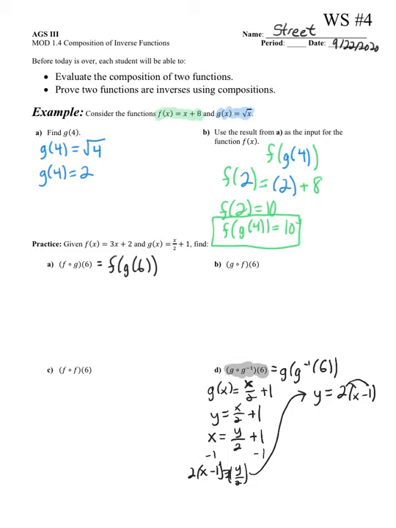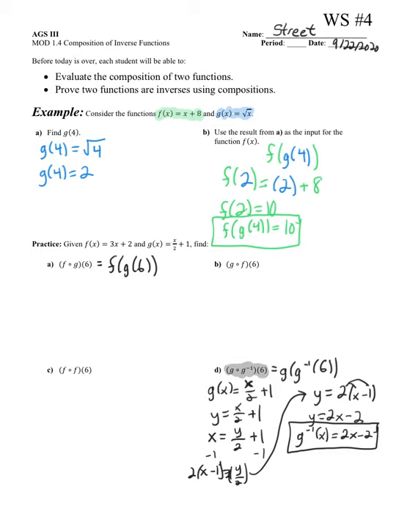And I can distribute that 2. I'm going to get y equals 2x minus 2, or I can rewrite it g inverse of x equals 2x minus 2. All right, so I need to do that before I can be successful working on part D. That's really important there.